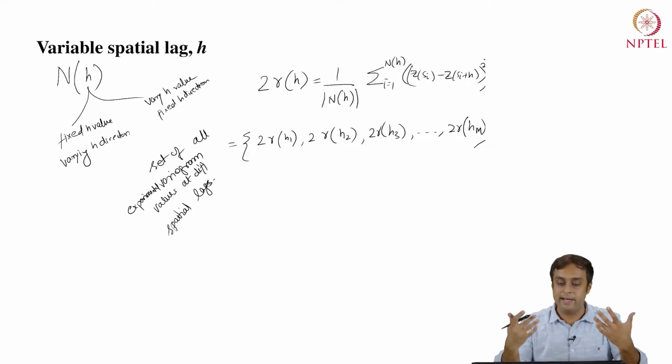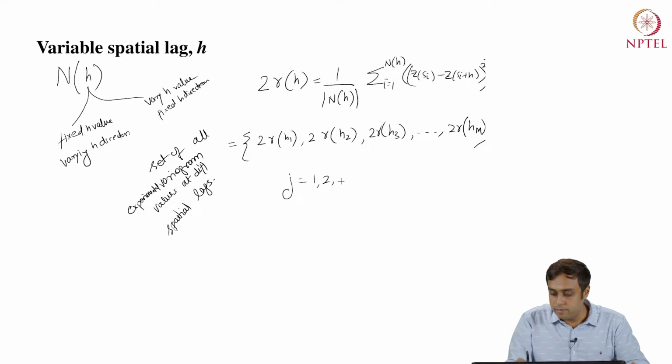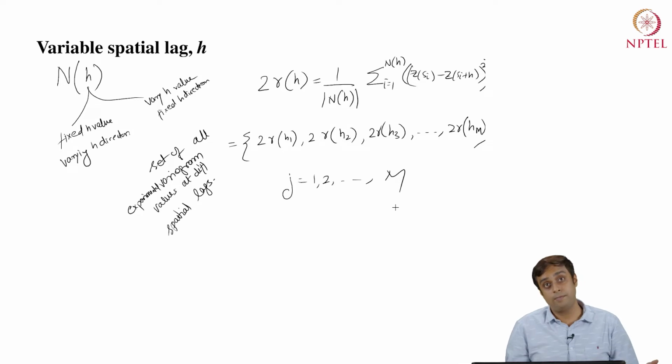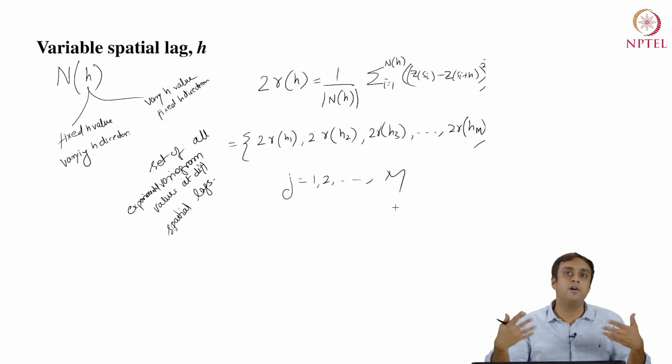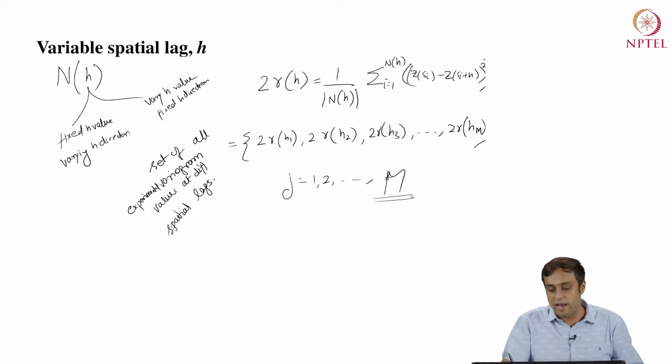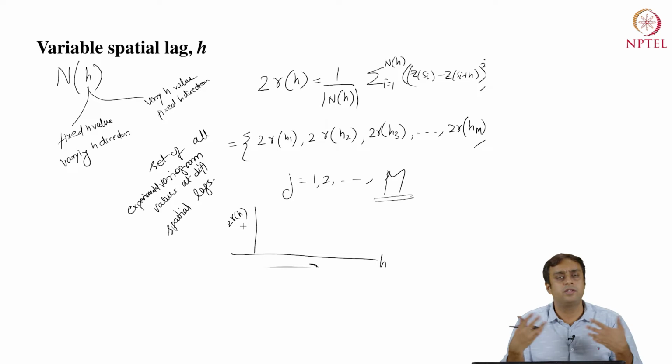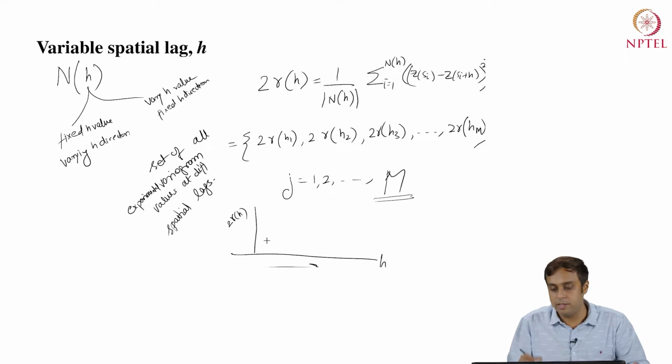H itself has an index j, right. J provides me a representation of how many lag vectors I am collecting the data for. This is all going to be an analyst's choice. I can have very fine h, I can have very coarse h values, and that will determine how large the capital M value is. Once I have this set of different 2 gamma h values, I am going to be able to have h on the x axis and 2 gamma h or gamma h on the y axis, either the variogram, it does not matter, it is just a scaling by a multiple of 2, right. And then I am just going to put this one value.